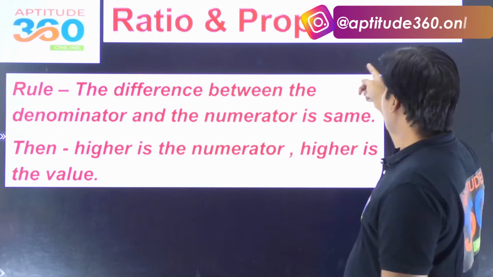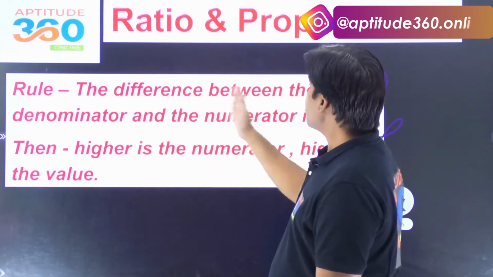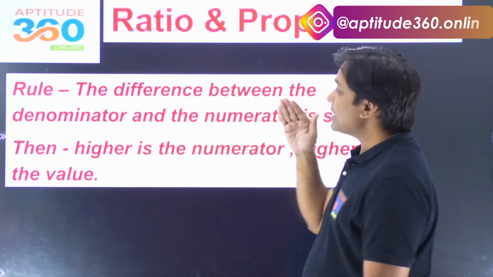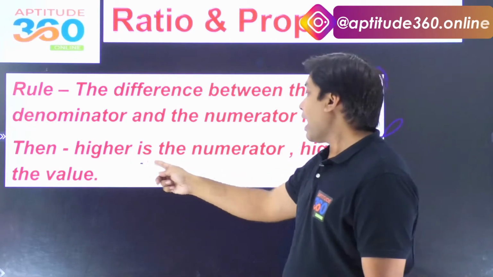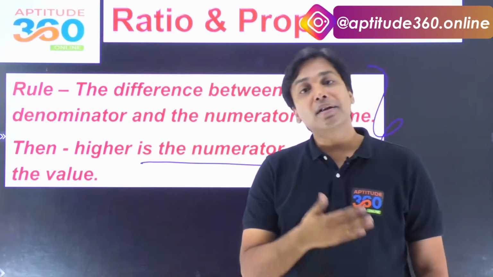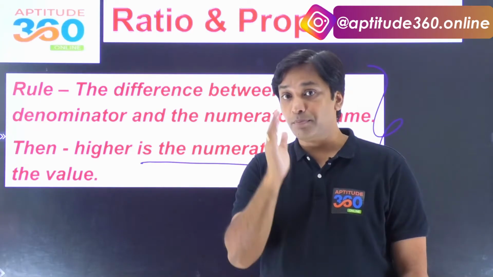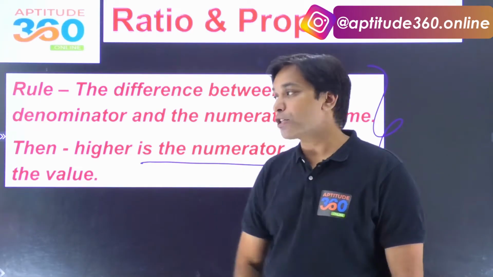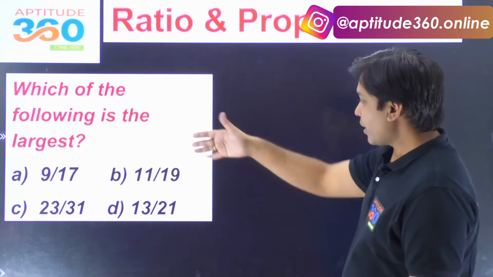So this is what I have written. My third rule is written over here. The difference between the denominator and the numerator is same. If it is same, then higher is the numerator, higher is the value. The first two cases I have not written. Probably I am assuming that you have understood them. Let us go ahead and try to solve these kind of problems.